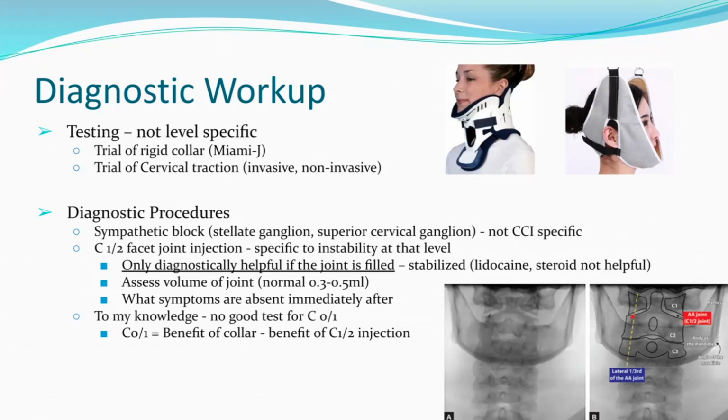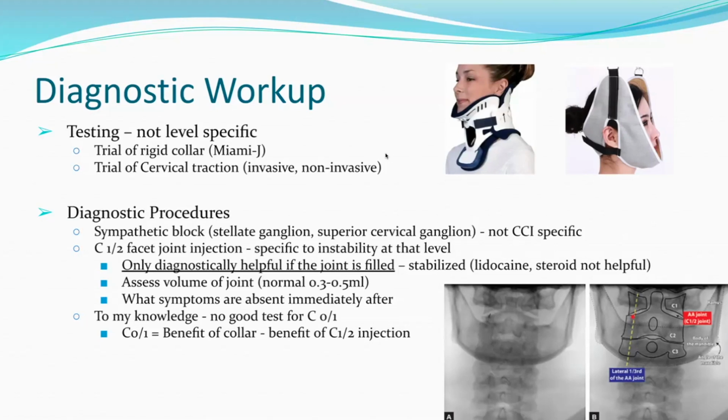So sometimes we'll block the sympathetic chain to see what symptoms get better. Often many CCI symptoms will get better with this, but it's not CCI specific because there can be other pains and other symptoms that do get better with this block as well. But it's something that gives us a data point that we feed into it. We can do a C1-2 intra-articular injection. That's what the picture is on the bottom right. On the left side, you can see the needle actually going into the joint. On the right side, you see the red dot where the needle is placed to go into the joint.